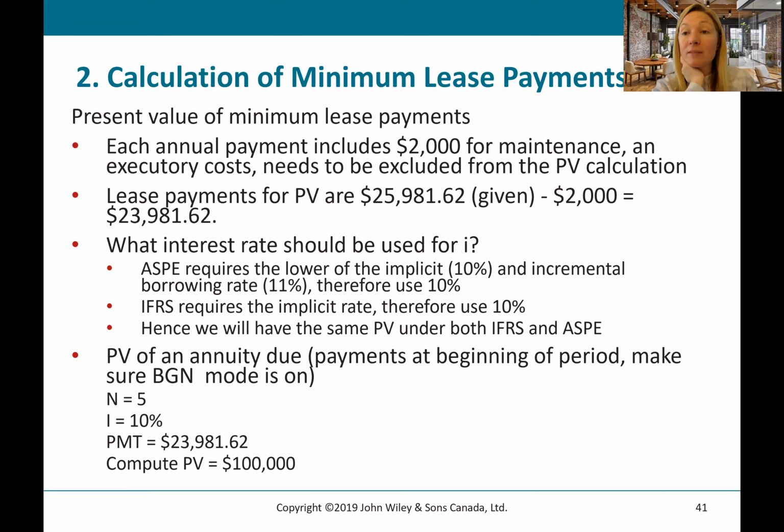So to calculate the present value of the lease payments, we need to make sure we have the begin mode on our financial calculators, really important. And then we're going to put in N5, I10. The payment is going to be the $23,981.62, which is the payment we were given once we've subtracted out the $2,000 executory costs. And we're going to compute present value. And that present value is going to be $100,000.